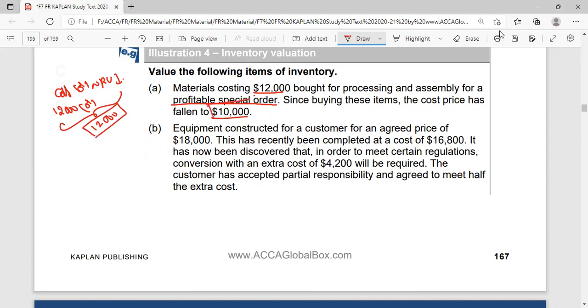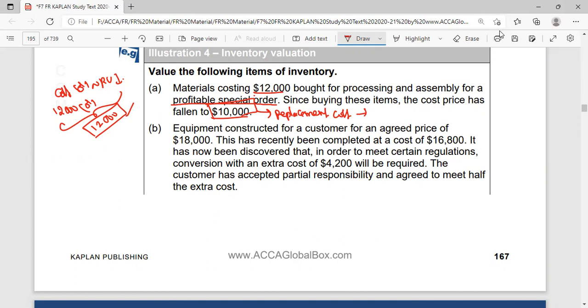Then what about this 10,000? This is called replacement cost. But replacement cost is not relevant for valuation of inventory. So we value the inventory at 12,000. Then next, coming to the equipment constructed for a customer at an agreed price of 18,000.